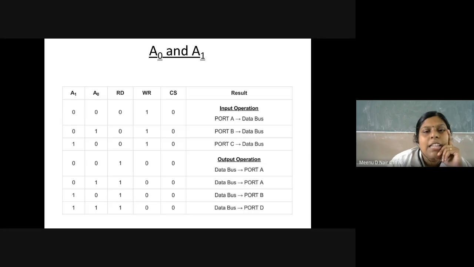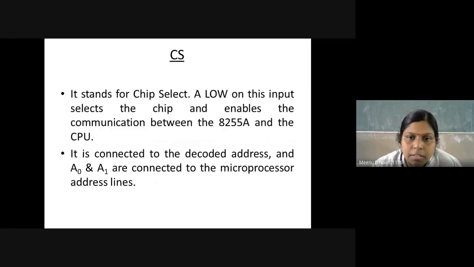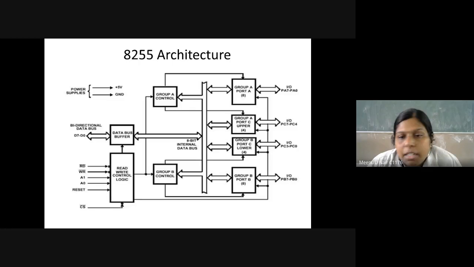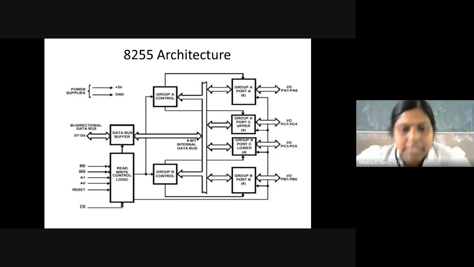Then what we have seen in the class, we have seen the pin diagram. It is a 40 pin IC. We have seen all the pin numbers. Then the architecture diagram also you have seen. This is the architecture diagram, and there are 2 controls, group A control as well as group B control. I hope it's clear.